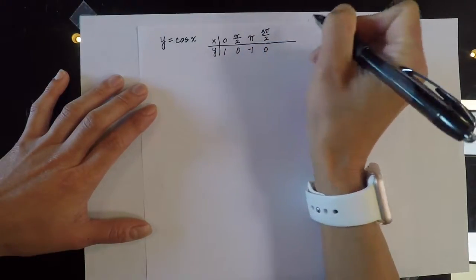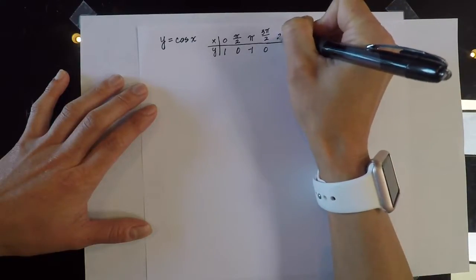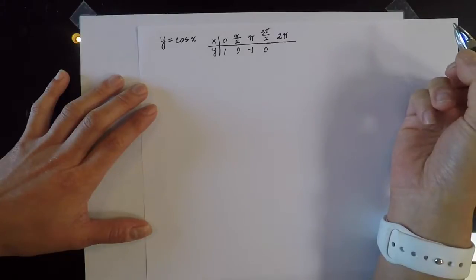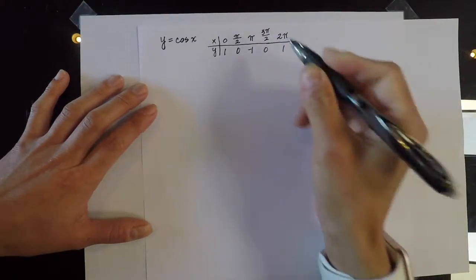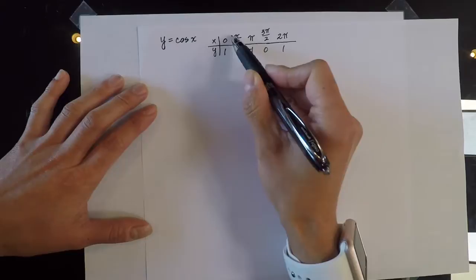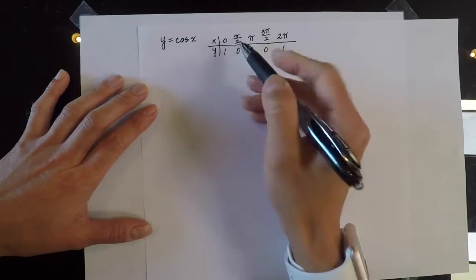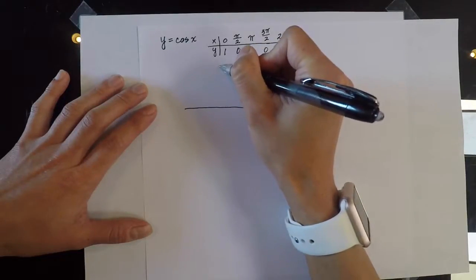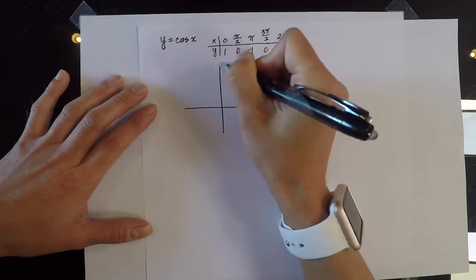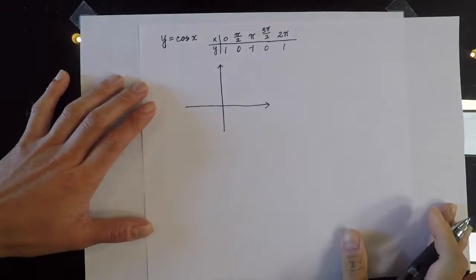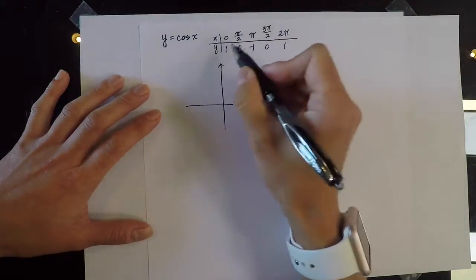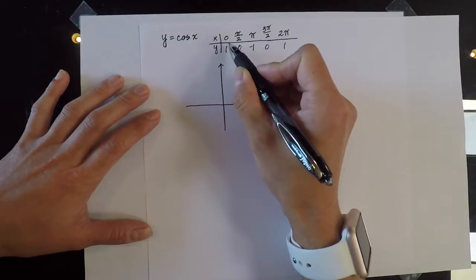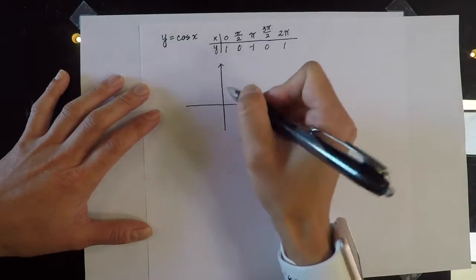And making one revolution back to 360 degrees, which is equivalent to 2 pi. Cosine at 2 pi is back to 1. And again, I can pick more points. I can pick pi over 4. I can pick 3 pi over 4. The more points I pick, the more precise my graph will look. But I just want to give you a rough idea of what a basic cosine graph looks like. So I'm just going to use these 5 points. From now on, I'm going to call these 5 points critical points.